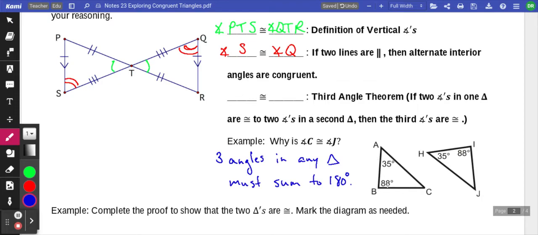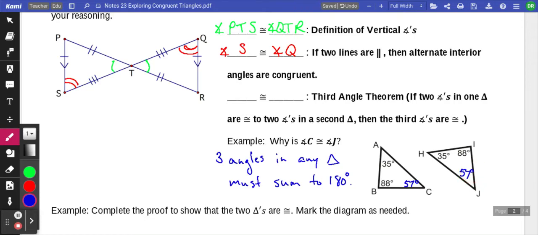And if that's the case, then we should be able to find the missing angle here and see what happens. 88 plus 35 is 123, which gets us an angle measure of 57 degrees. And you can do the same thing over here for angle J. Add those two angles together, 35 and 88, and you get 123 again, which, since we're using the same idea, we're going to get the same angle measure here, also 57 degrees.